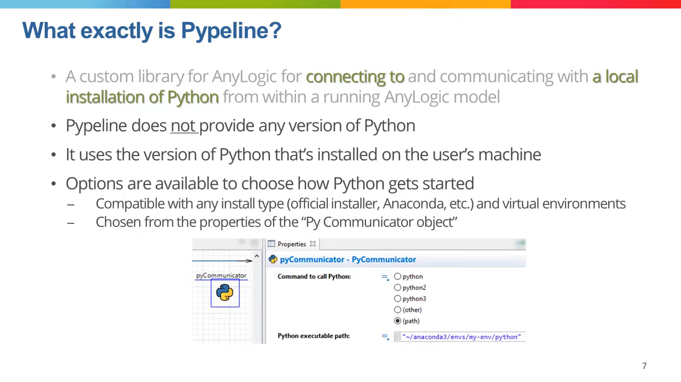Now, when I describe it as connecting to a local installation of Python, what that means is that Pypeline does not in and of itself provide any specific version of Python. In fact, it doesn't provide any version at all. Instead, it requires Python to be installed on the user's machine. In the properties of the communicator object, you need to choose the option for how to call your desired version of Python. So this could be either the command you would use if you were in a shell environment, or it could be a directory path that points to the Python executable.